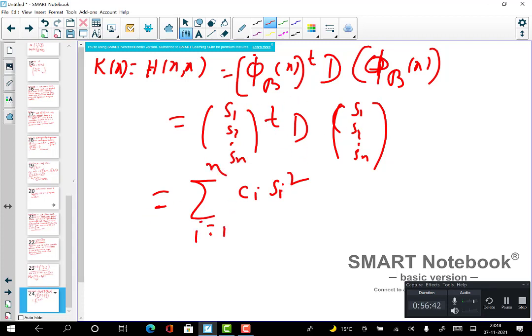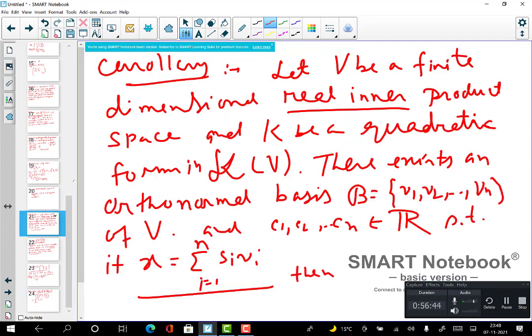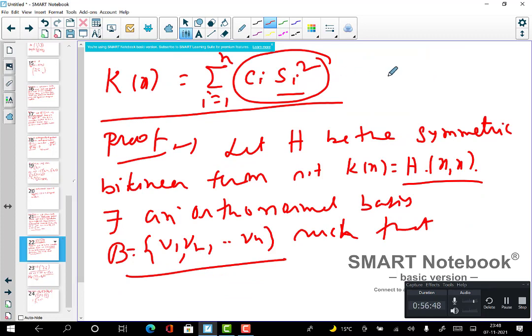This is the theorem. Then you can write down, so you can convert any quadratic form into a suitable quadratic form where there are no product monomials. Okay.